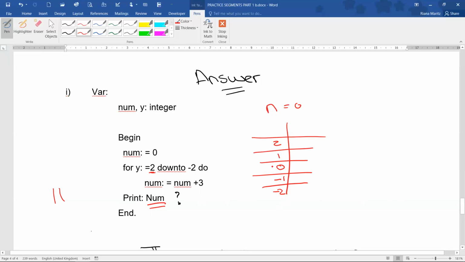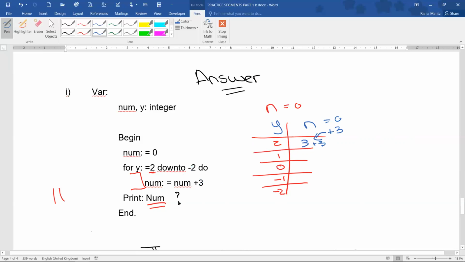How many times will this loop execute? 1, 2, 3, 4, 5 times. For each execution, it must do something, and that is inside the loop. You can see it here. So num gets a new value, the previous value plus 3. So we know num is currently 0. So this is our y, and this is num, which is currently 0. What is it telling you? You must do 5 times num plus 3. So 0 plus 3 gives you 3.